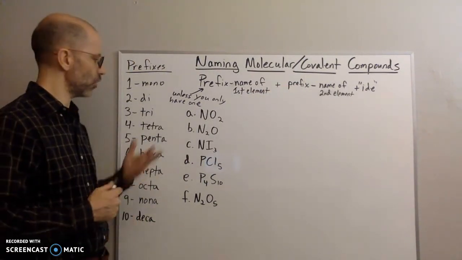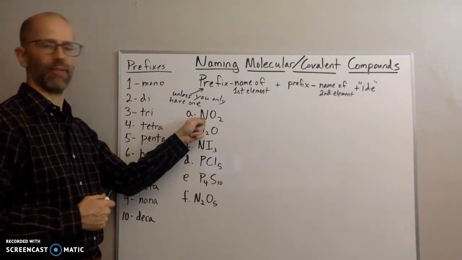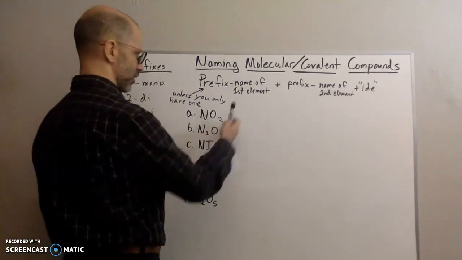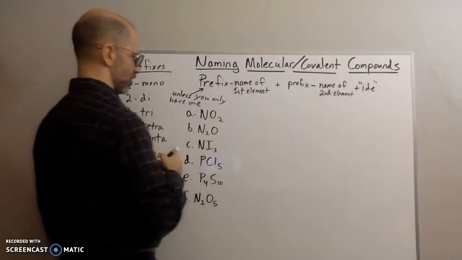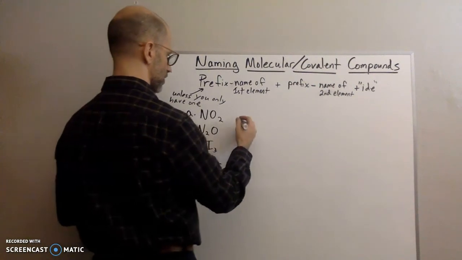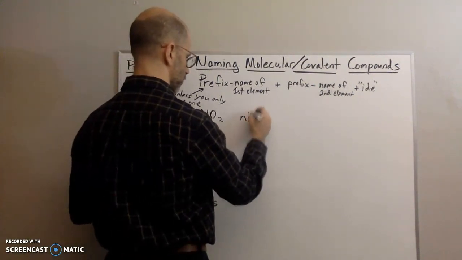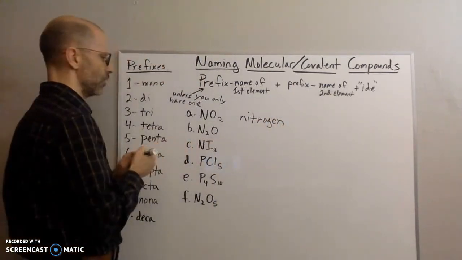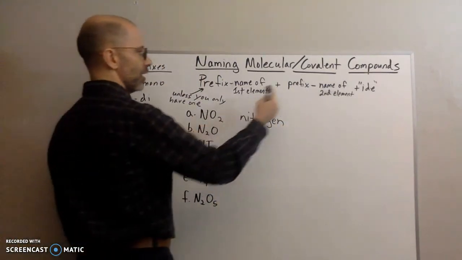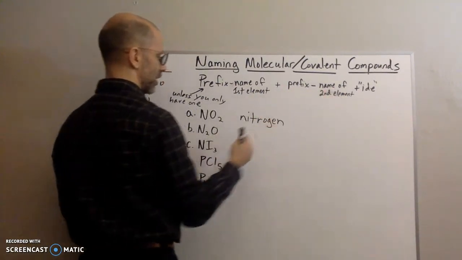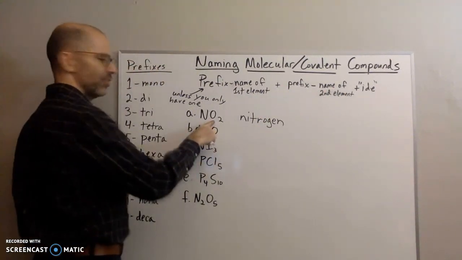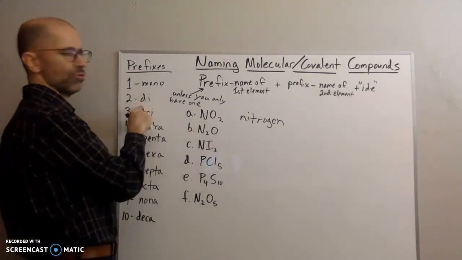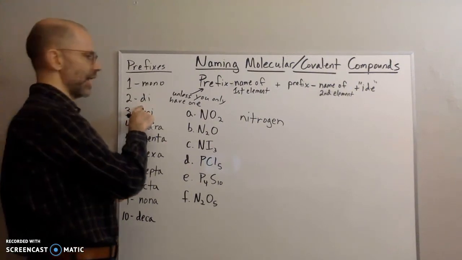Okay, so here I see that I have only 1 nitrogen. So I'm just going to name this nitrogen. So the name of the first element, nitrogen. I'm not going to have a prefix because it's only one. So this is the first part of my name, nitrogen. Okay. Now the second part is I need the prefix and the second name. So this is oxygen. I have 2 oxygens, so I'm going to use the prefix for 2, which is di.